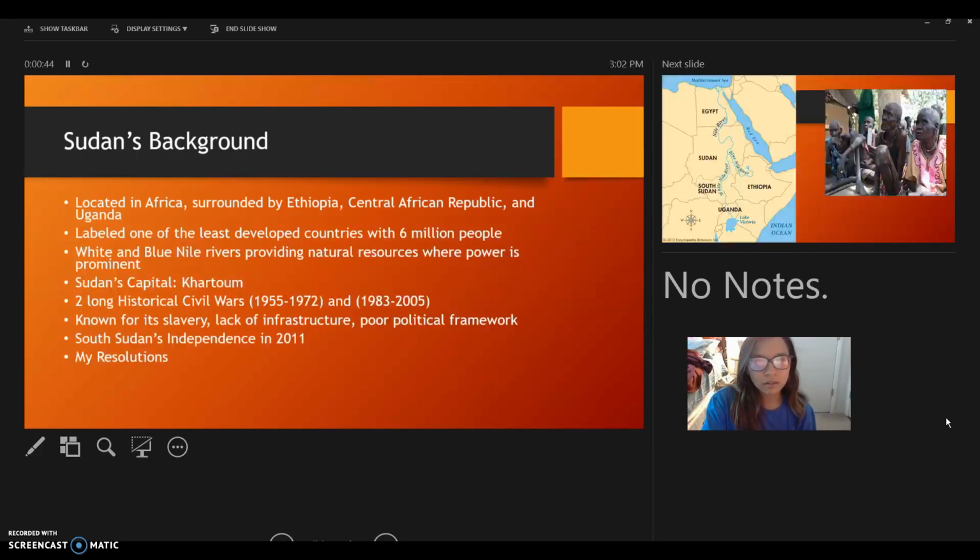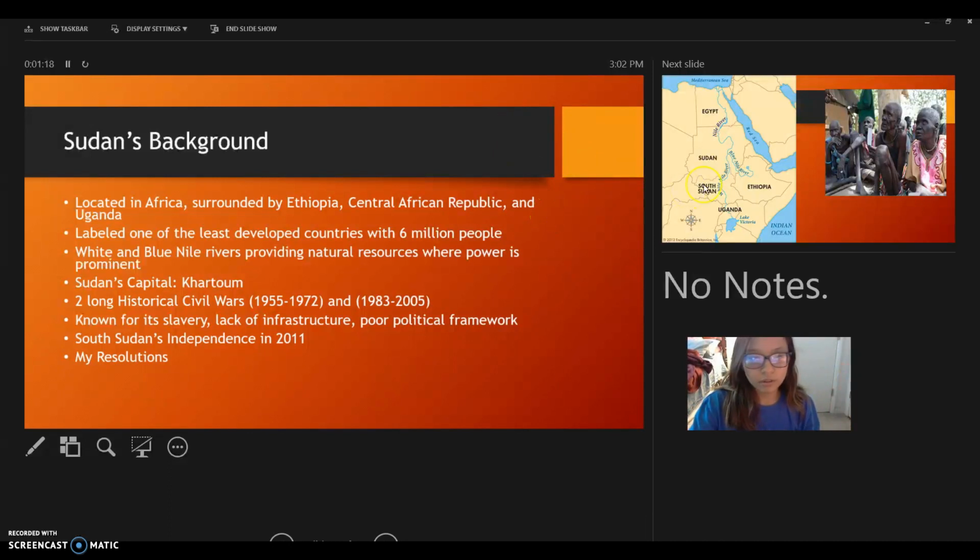Let's see. We can see here that there's a mini map right here on the right-hand side. There's a blue and white Nile River. Sudan's located in Africa, surrounded by Ethiopia, Uganda, and Egypt, Central African Republic. It's labeled one of the least developed countries with 6 million people. The importance of the Nile River is that it's a great place for power and control for natural resources. So we'll see a lot of that.